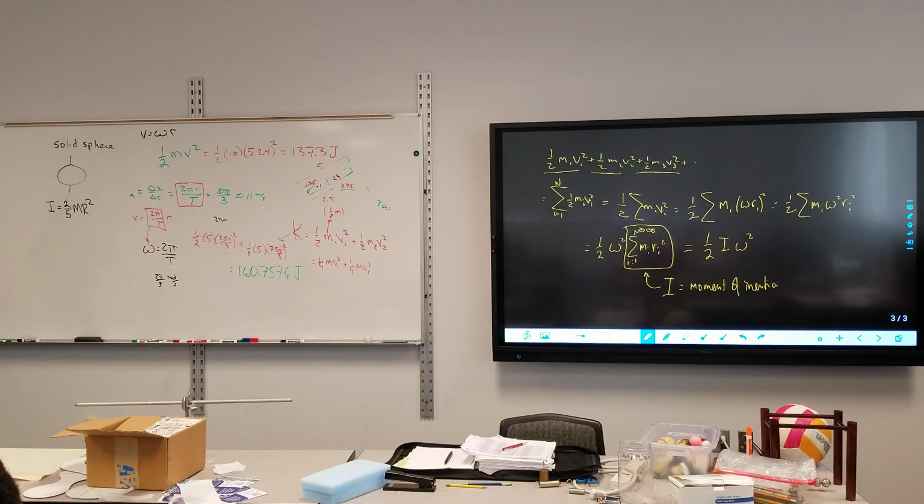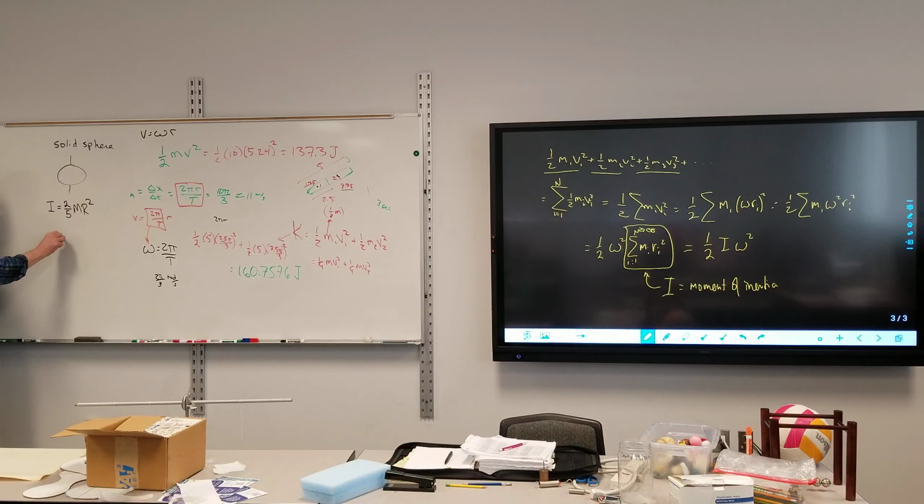This is tradition, because we use lowercase m and lowercase r for a specific point, and capital M for the mass of the entire thing and capital R for the radius of the entire thing. Sometimes I might write a lowercase m and lowercase r, but I'm using capitals just because that's the way textbooks usually do it.